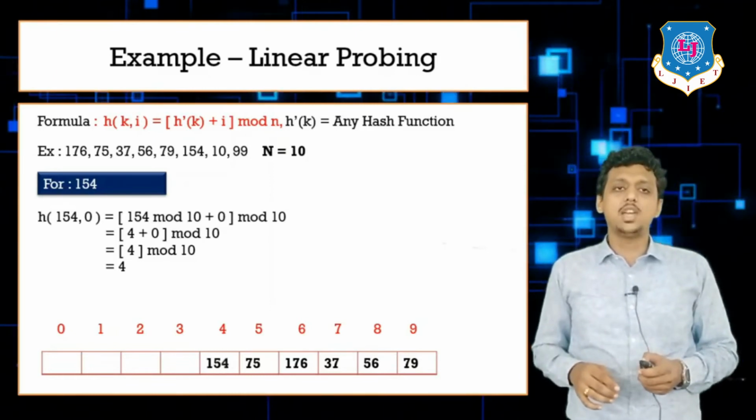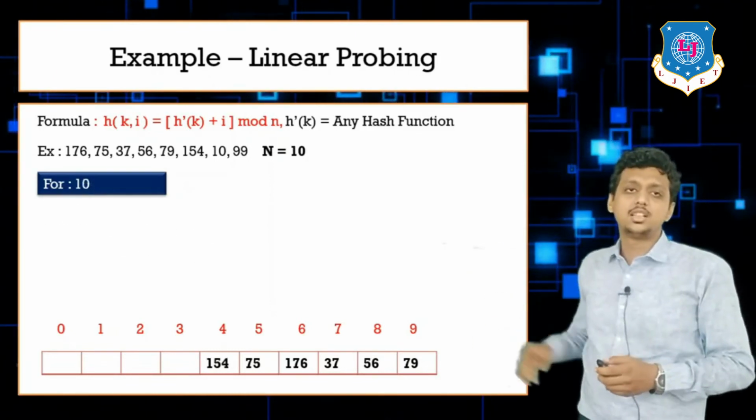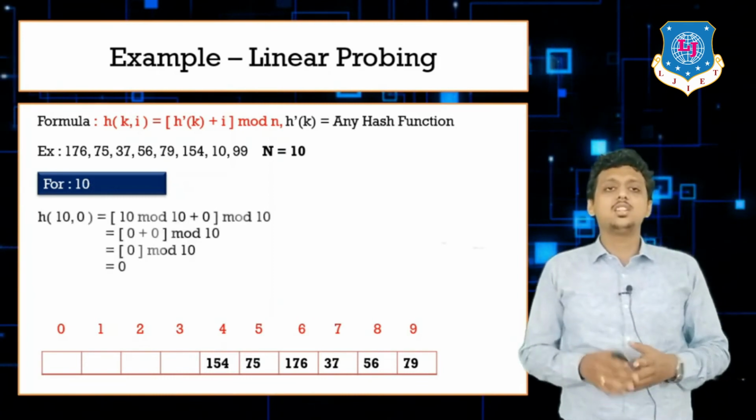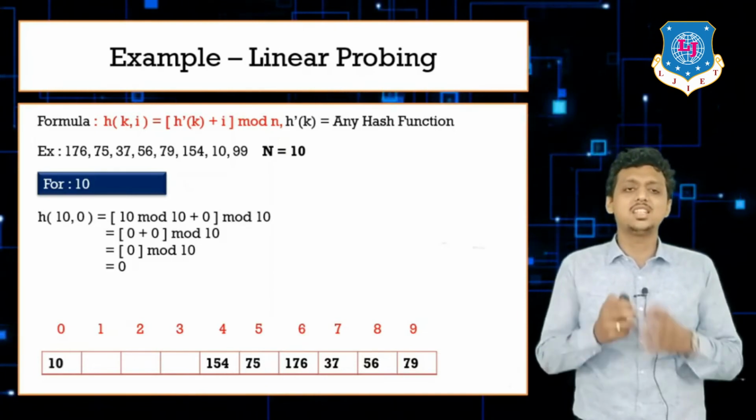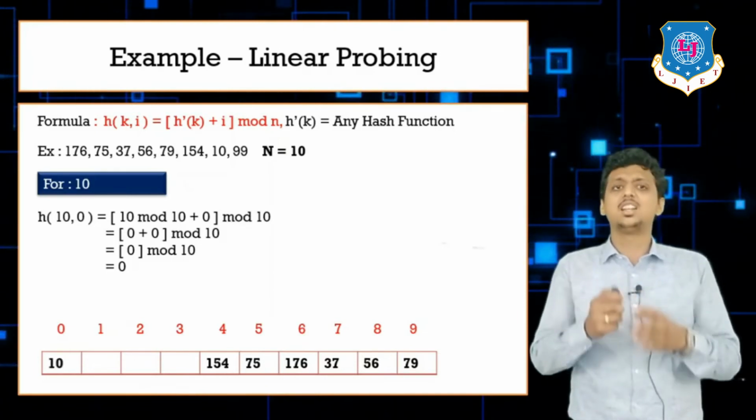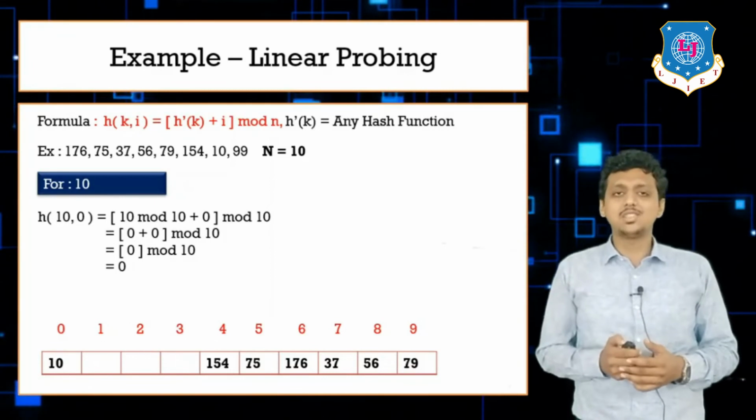Now next we have 10. Just apply the formula for 10. We get the answer 0. So we can insert 10 at the 0th index. Now the last value is 99.